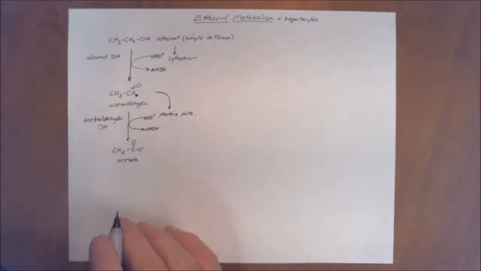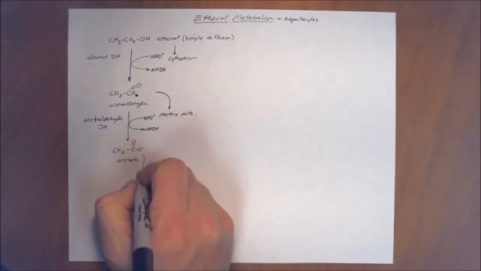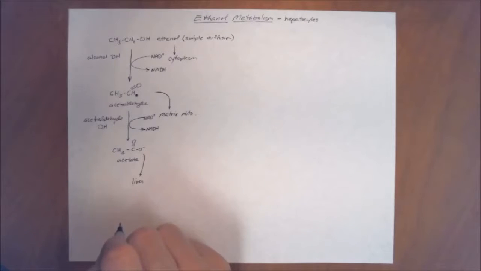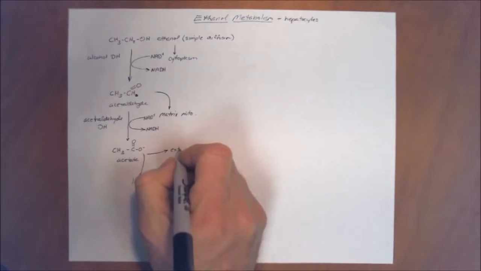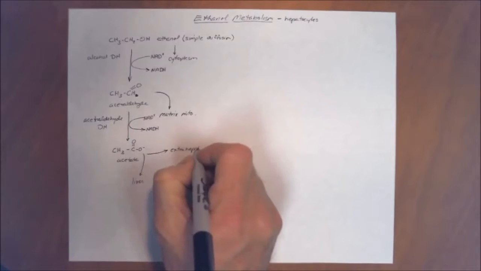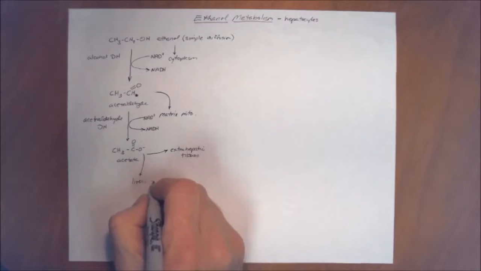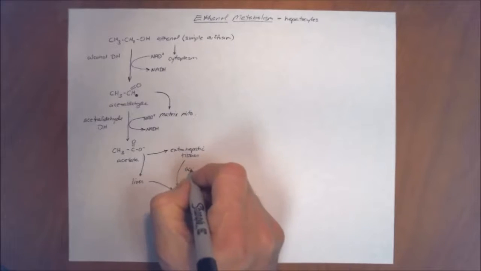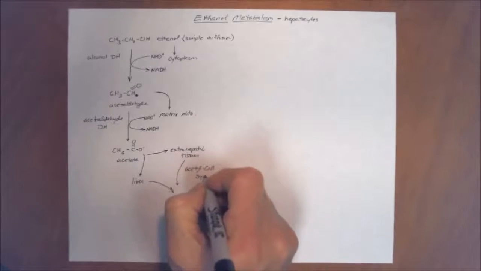Now at this point, the acetate has two fates. The first is that the liver can use the acetate for energy if it needs. Second, it could be transported into the blood to extrahepatic tissues. In either case, the utilization of acetate is going to be mediated through a reaction with acetyl-CoA synthetase.